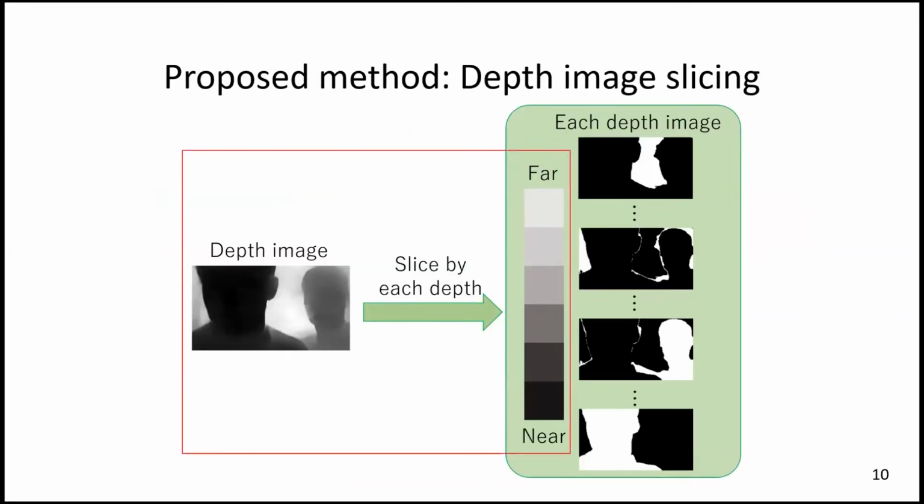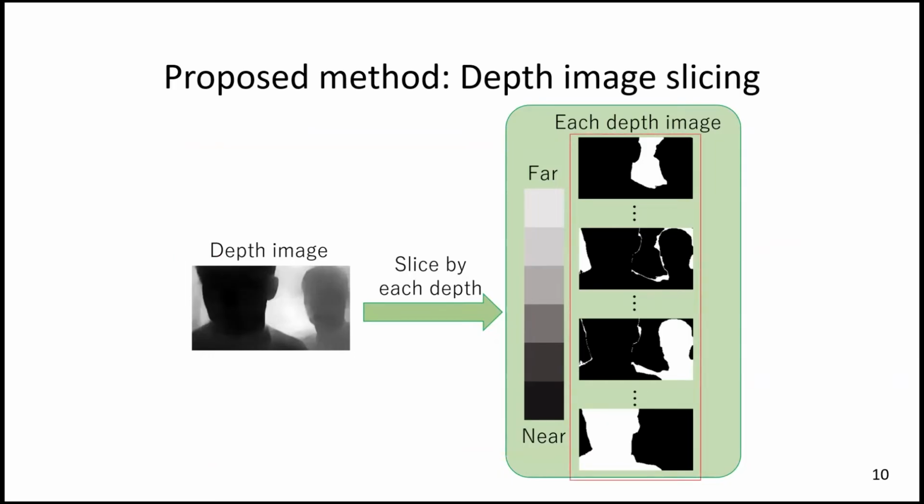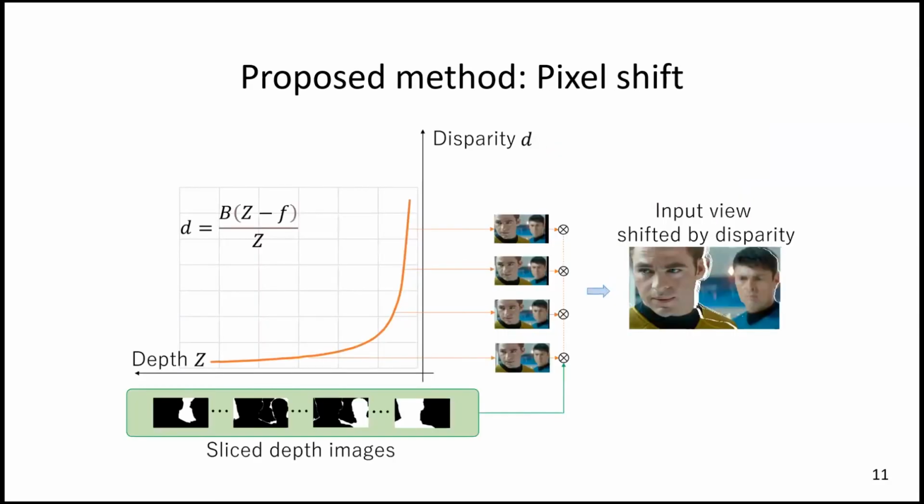The amount of pixel movement differs for each depth, so the slice of depth images is performed. Binarization is performed on single depth pixels and other pixels, and each pixel movement area is determined. Then the input image is masked using each binarized single depth image, and pixel shift is performed accordingly.